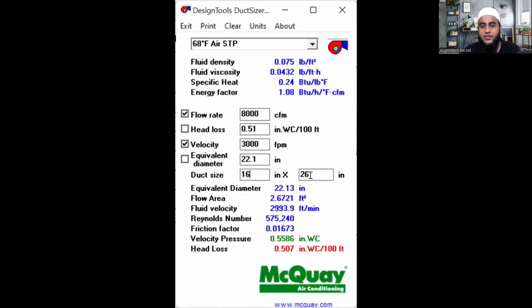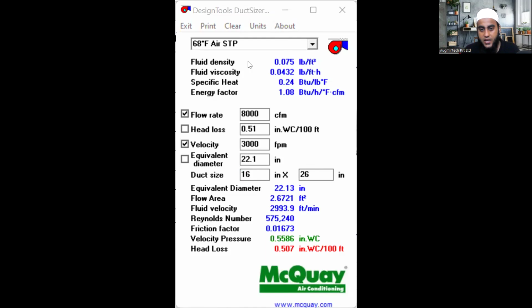As per that, you will get the width, 26 inch. Now let me know whether the aspect ratio is satisfied for this size of duct. I have told you, aspect ratio is the longer side of the duct by the shorter side. So 26 divided by 16 is near about 1.625. It means the aspect ratio is satisfied. So can we take this size of duct?